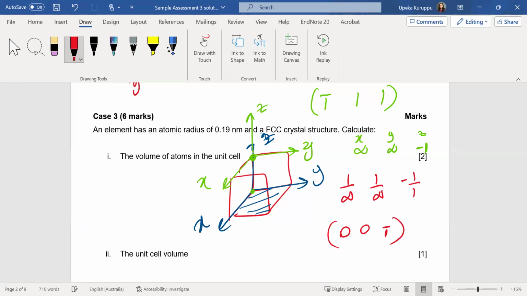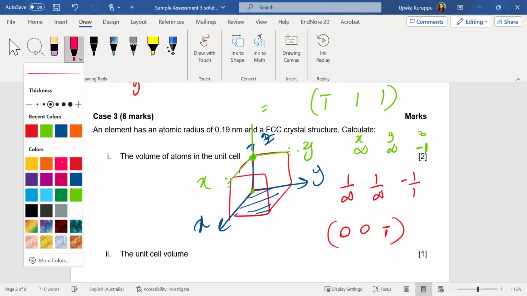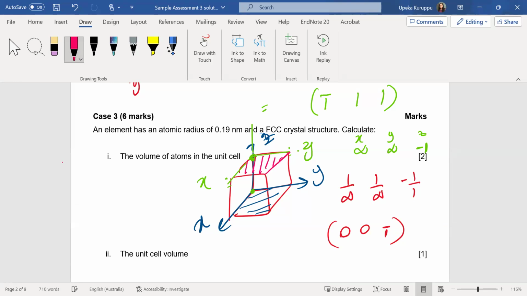If you don't want to shift the origin, what else can you do? You shift the plane instead of shifting the origin. You can shift the plane parallelly upward like this, and keep your origin here. In that case, X is infinite, Y is infinite, Z is 1. So when you flip it, you get 0, 0, 1. So this is also right, depending on what you do.